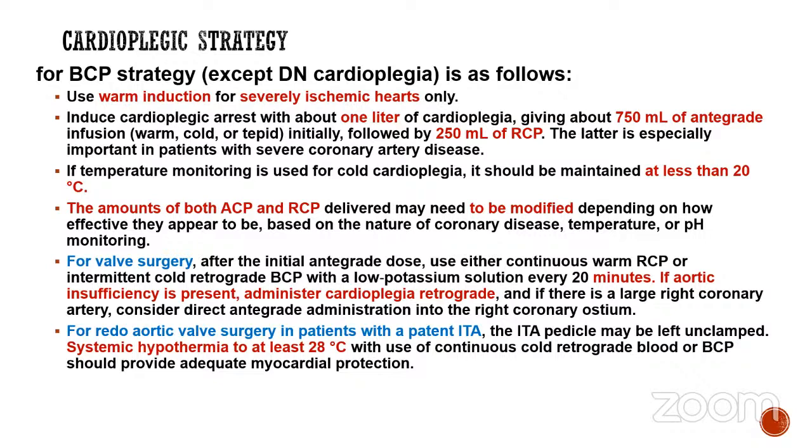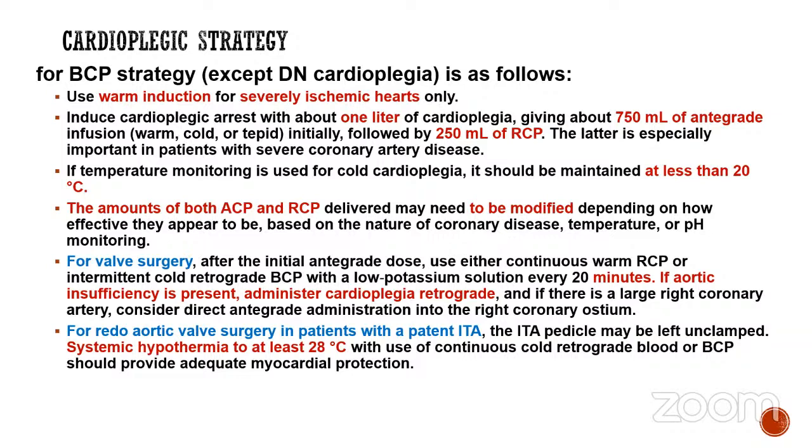If temperature monitoring is used for cold cardioplegia, it should be maintained at less than 20 degrees Celsius. The amounts of the antegrade and retrograde cardioplegia delivery may need to be modified depending on how effective they appear to be, based on the nature of the coronary disease, temperature, or pH monitoring.